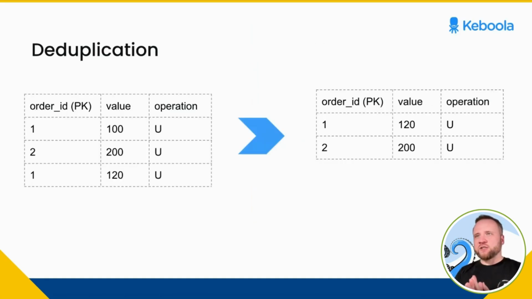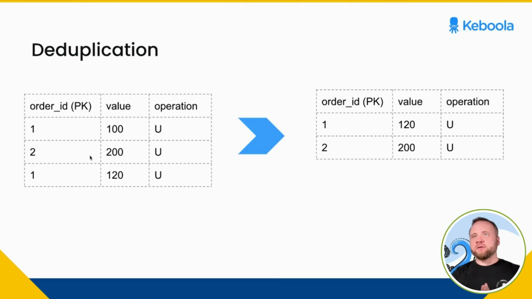What is the deduplication in CDC? Let's imagine that someone changed the value of order ID 1 to 100. This operation is called update. So this is the reason why we have the U in the column operation. Then someone changed the value of order ID 2 to 200. It's also an update. But someone decided order ID 1 should be 120. As you can see, now there are multiple operations for order ID 1.